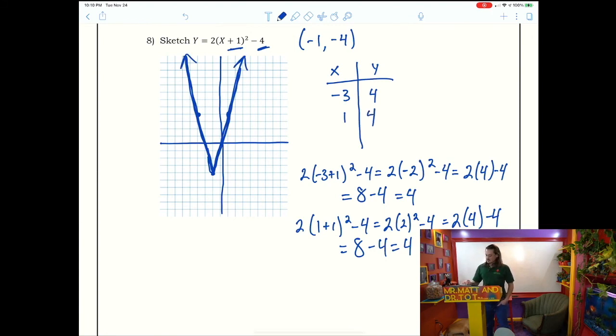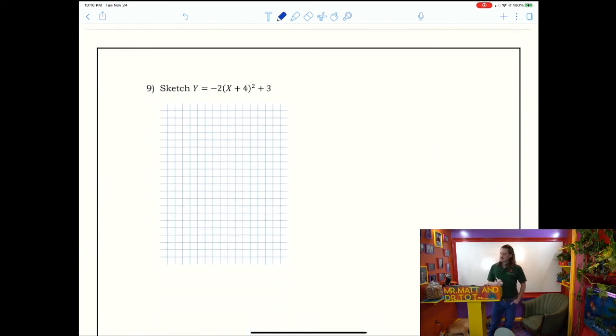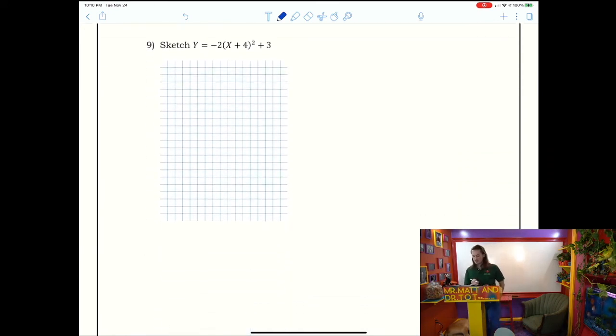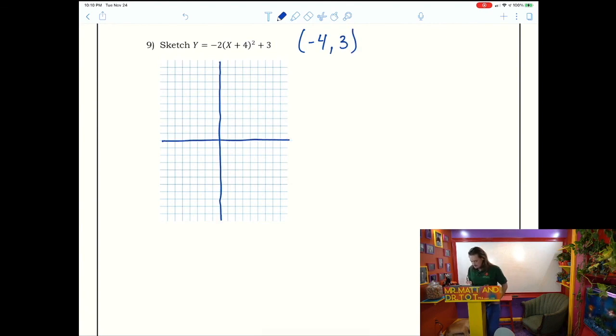And last question, let's look at number 9. Y is equal to negative 2 times the quantity x plus 4 squared plus 3. Take a few moments and sketch out a graph, and then check your solution. So we can tell that the vertex is going to be at negative 4, positive 3. So I'm going to go ahead and just plot that point. So at -4, +3, that's right here. I'm going to check or evaluate the equation at x is equal to -5, x is equal to -3.